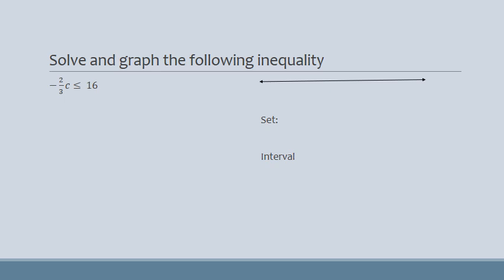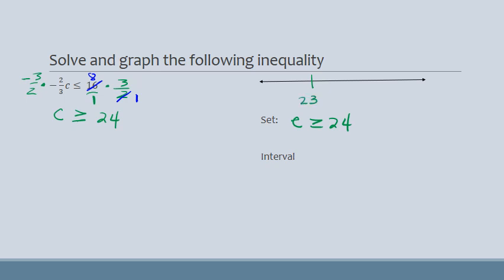With negative 2/3 c is greater than negative 16, I'm going to multiply by the reciprocal, negative 3/2. So I'm going to flip my order symbol. Seems I like greater thans in this lesson. Remember, this is the same as 16 over 1. So 2 goes into 16 8 times. It goes into 2 once. So 8 times 3 is 24. So c is greater than or equal to 24.